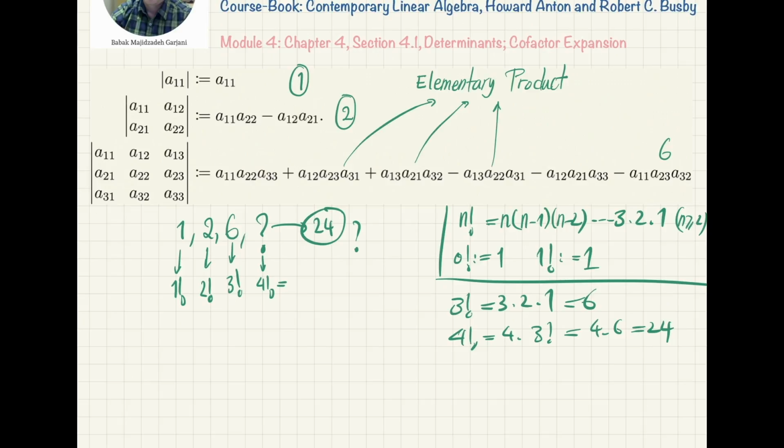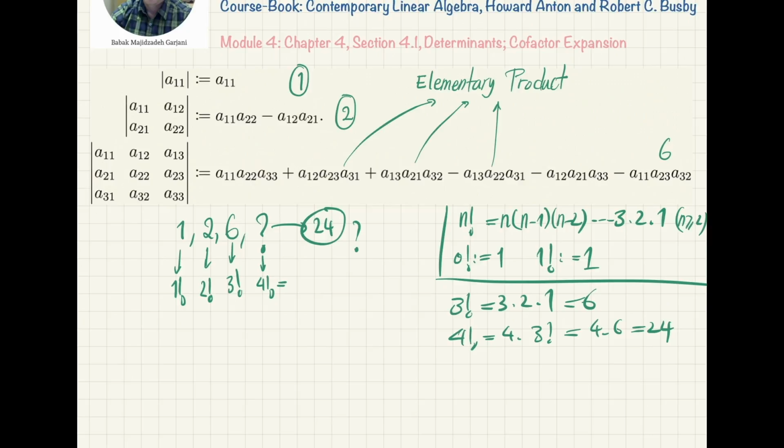So what does it mean? It means that if you pick one of these elementary products, because I have only one term with the first index 1, one term with the first index 2, and one term with the first index 3, I have exactly one term from each row. Here, A13 is this one, and then A21 is this one, and A32 is this one, and you see that I have exactly 1 entry from each row. So each elementary product has exactly 1 entry from each row.